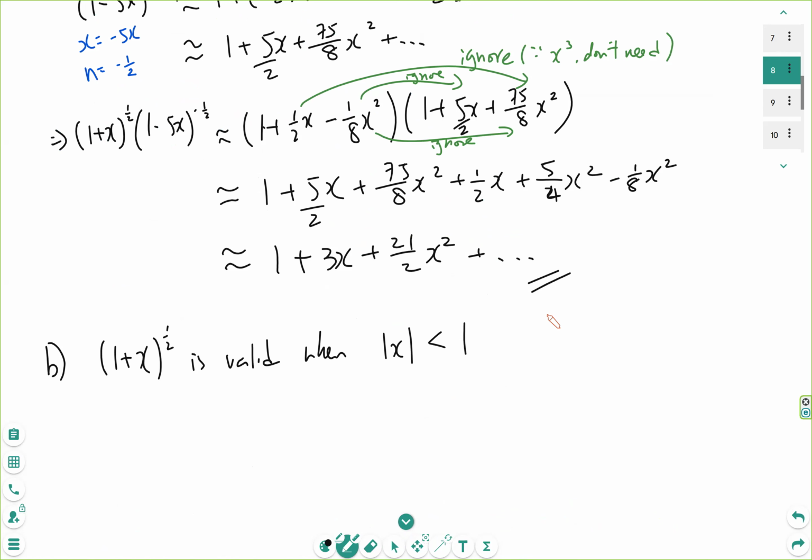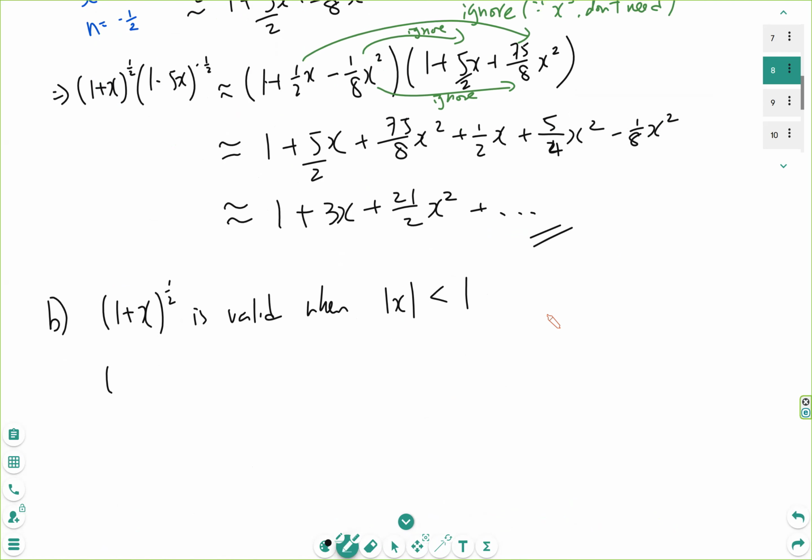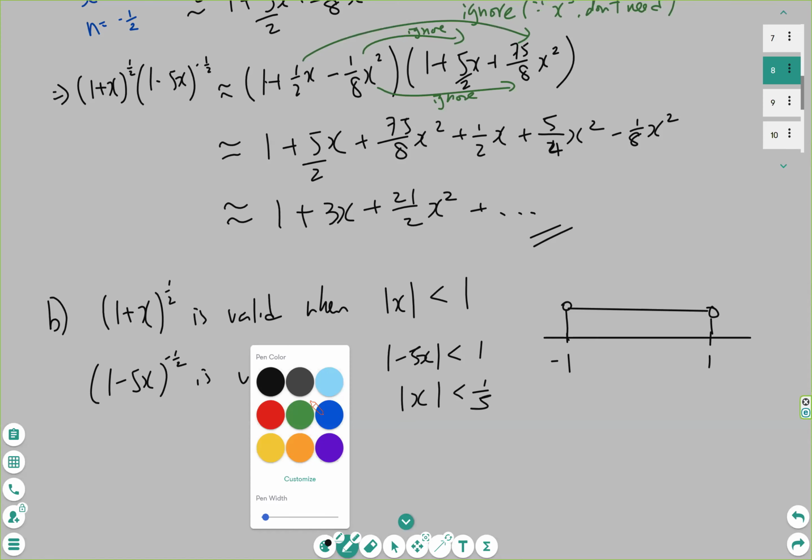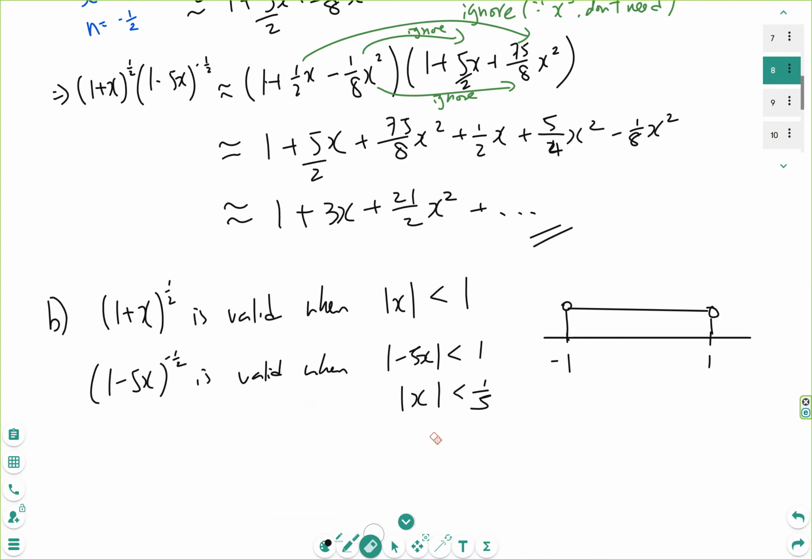All right, so what about the second one? Then 1 minus 5x to the power of minus a half is valid when the modulus of minus 5x is less than 1, so the modulus of x is less than a fifth. Combining these two together in a number line, so 1 and minus 1, and then a fifth and minus a fifth.